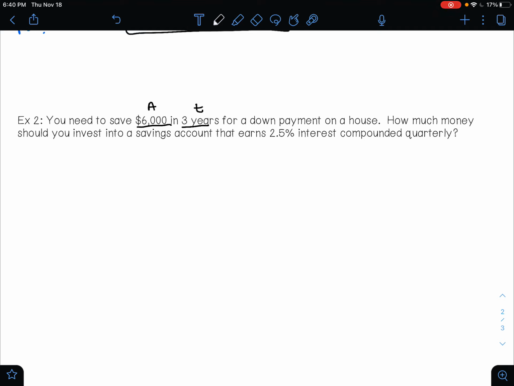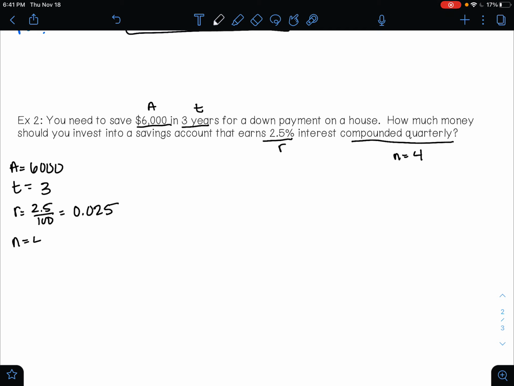Let's see. Your account has 2.5% interest. That's R. And it's compounded quarterly. That's 4. So that's your N value. So A is 6,000. T is 3. R is 2.5%. So if I convert that out of a percentage, it's going to be 0.025. N is 4 because it's compounded quarterly. And we're solving for our principal amount, our initial deposit.